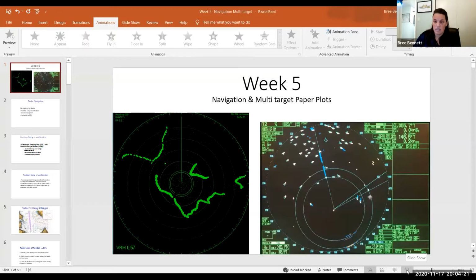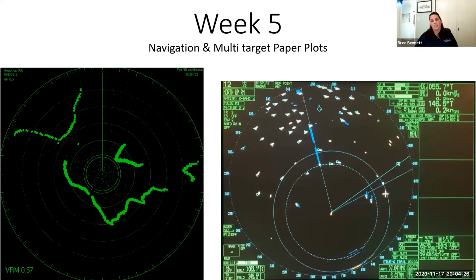Okay, so we are going to dive into radar navigation. And hopefully we will get to paper plots as well, or yeah, multi-target paper plots. So here we're really trying to decipher what's on the screen and how we can use it to our advantage, right? On the left-hand side here, we have these big, bold, green, curvy lines. And somehow that is land, and we want to figure out how to navigate using the radar. So we're going to talk about that.